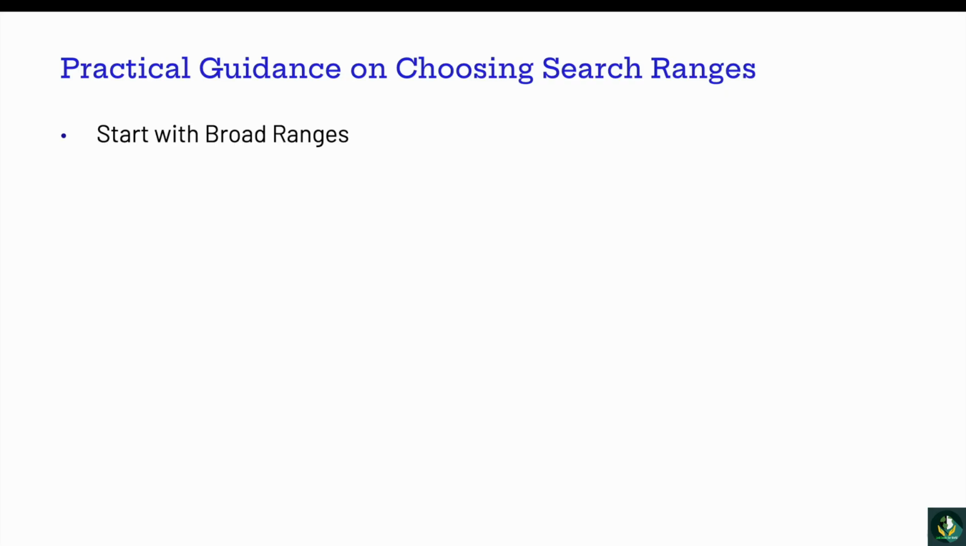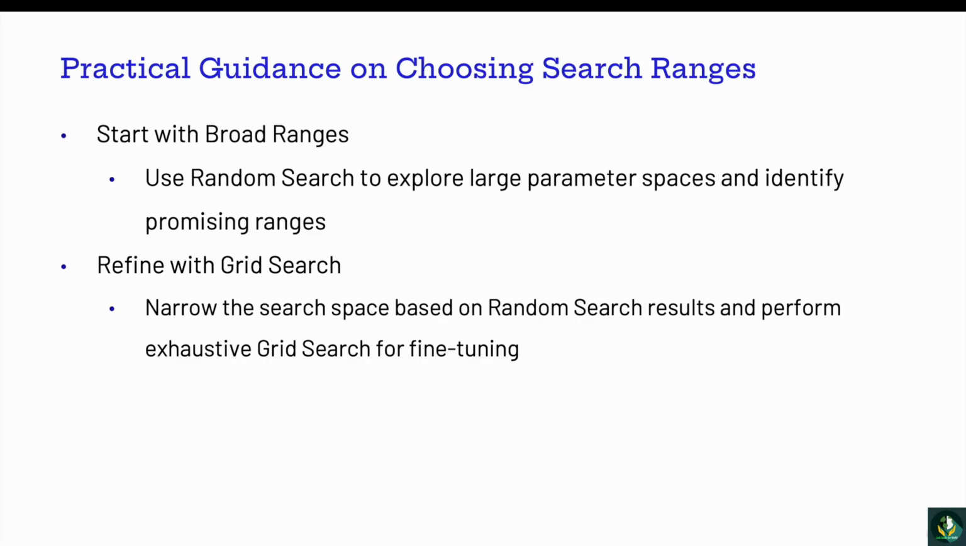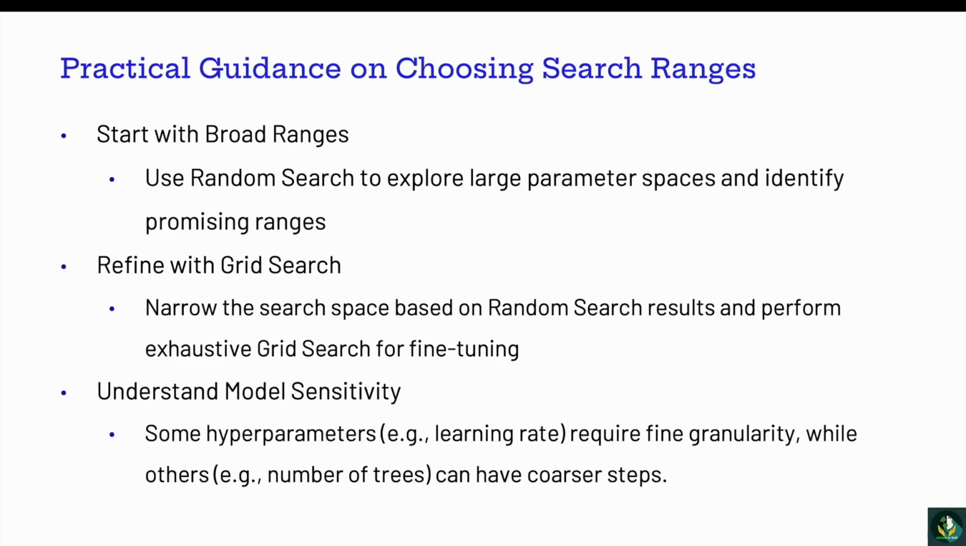Next, let's look at the practical guideline on choosing the search ranges. First we start with a broad range. Use random search to explore large parameter spaces and identify promising ranges. Next, you refine with grid search. Narrow the search space based on random search results and perform exhaustive grid search for fine tuning. Finally, understand the model sensitivity. Some hyperparameters, for example the learning rate, require fine granularity, while others, for example the number of trees, can have coarser steps.